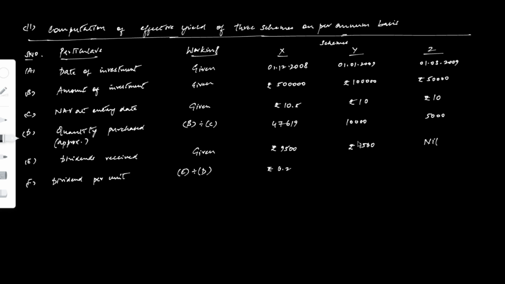Next it is 1,500 by 10,000. That is 0.15. And this is nil.